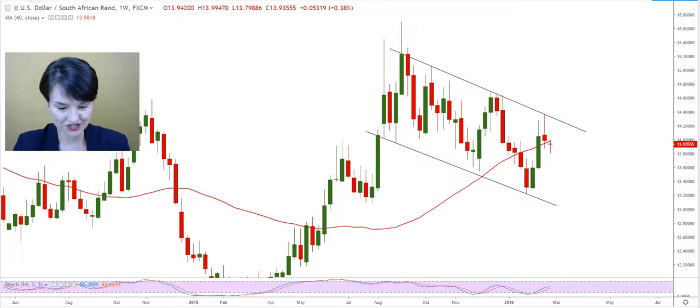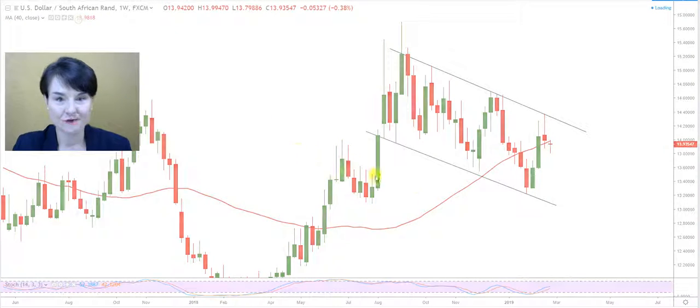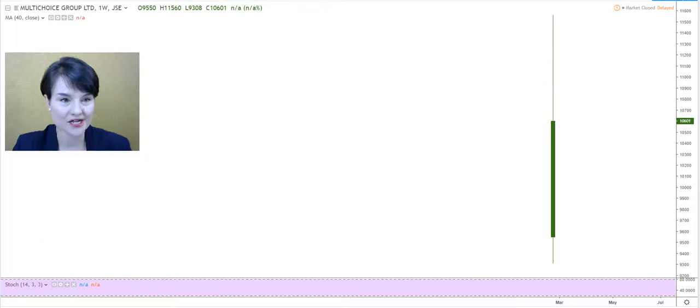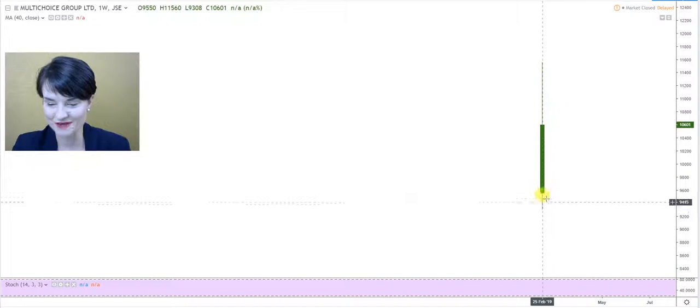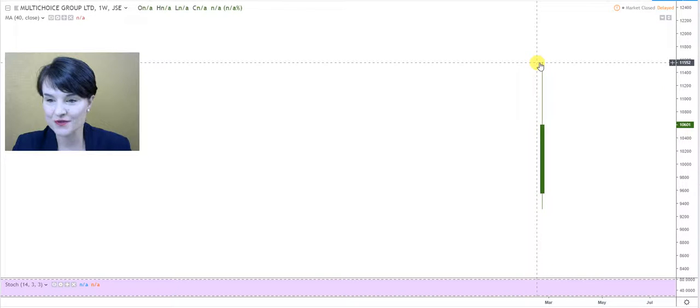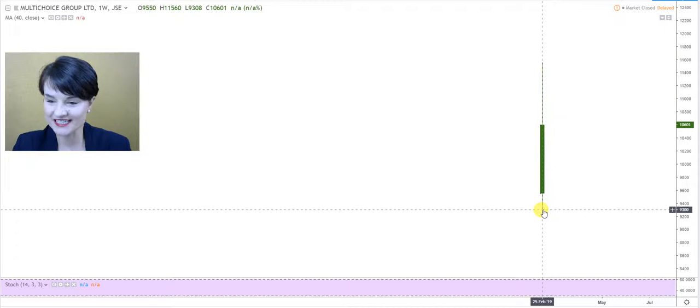One of our first questions was from Derek, and he wanted us to look at Multichoice. Now, Multichoice unbundled from Naspers on Wednesday, and I thought it might be a good idea to also explain to new viewers what a candle represents. So the candle has this upper shadow. The tip of that upper shadow represents the highest trading price of the session, and the lowest point of that shadow, or wick, represents the lowest price of the trading session.